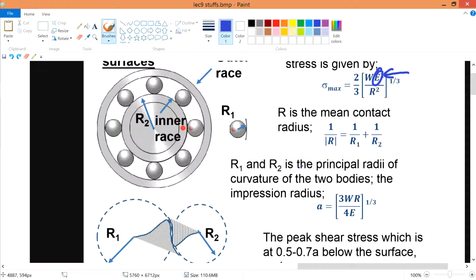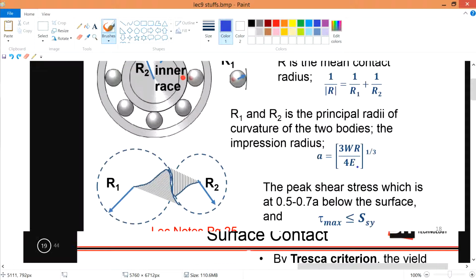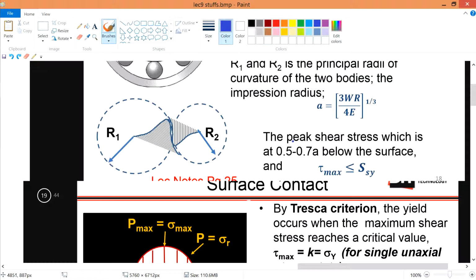Then you also need to find your A, which is your impression radius, where it's impressing onto the surface. It may be pressing onto this surface also. This impression radius is calculated by this equation. Your R and your E are all over here, so you just sub in values, that's it. If you don't know what the impression radius is, you can go to the previous video and watch. I don't want to explain it again.